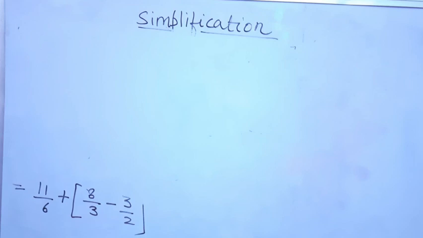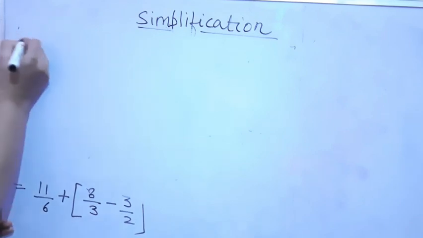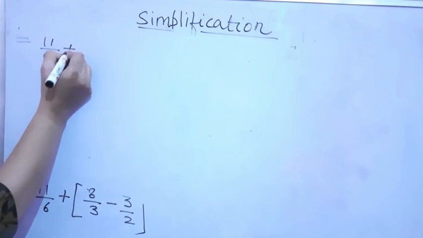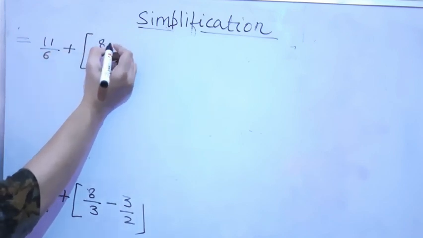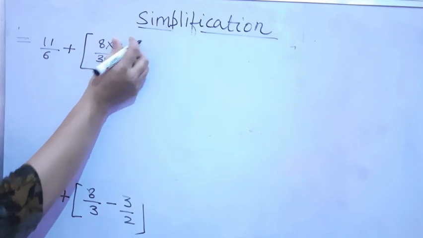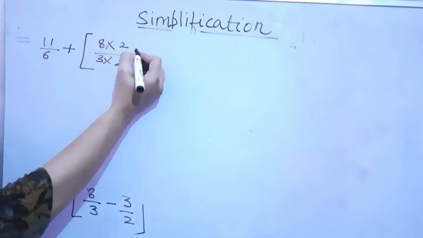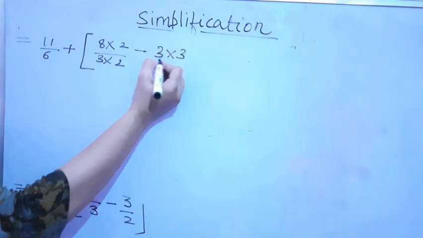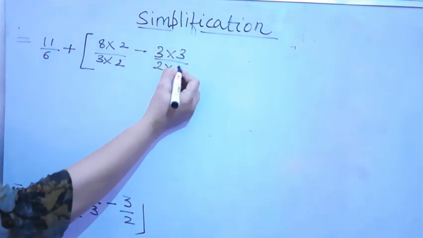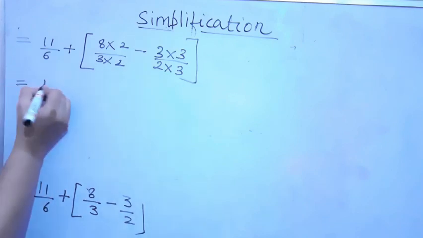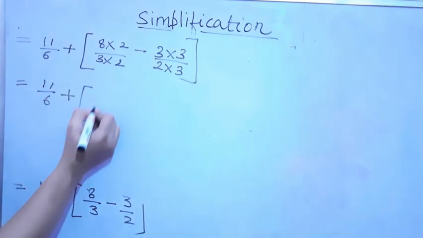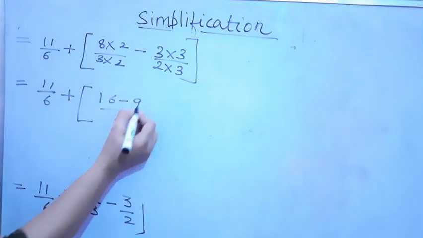So now the LCM of 3 and 2 is 6, because 3 and 2 are which type of numbers? If you know the answer, you can comment down in the comment section. 3 and 2 are co-prime numbers that do not have any other common factor apart from 1. So here it will be 11 upon 6, and within the bracket we have to take the LCM of 3 and 2. So to make it 6, 3 has to be multiplied by 2 and to make it 6, 2 has to be multiplied by 3. So now it will be 11 upon 6 plus 16 minus 9 upon 6.